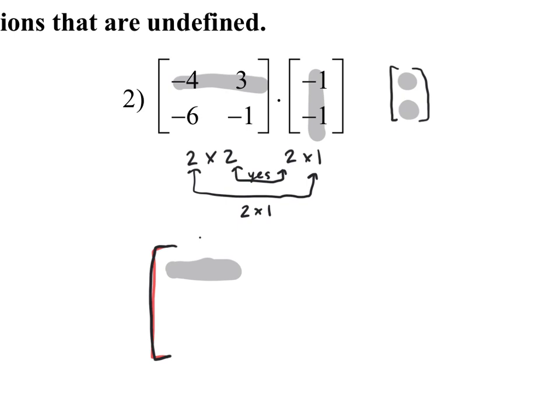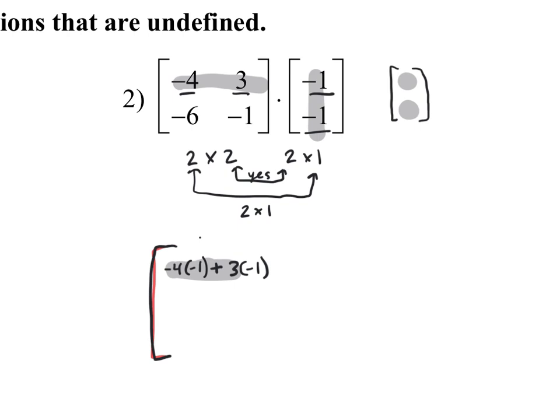So what do we multiply first? We multiply the first number and the first number, so -4 times -1. And then plus, we move on to the second number times the second number. So 3 times -1. So that's our first row, first column.